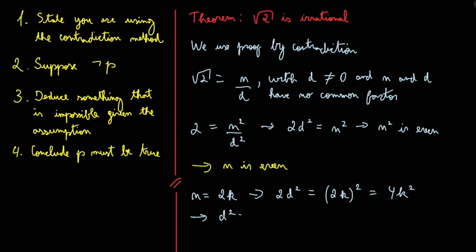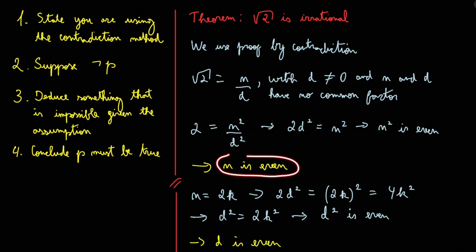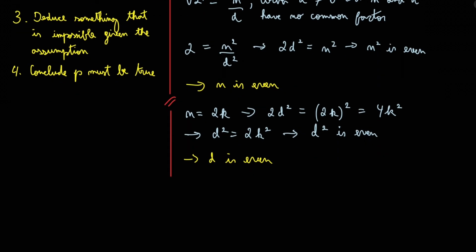So d squared equals 2k squared. And this shows that d squared is even. And by the same reasoning we used here, we can say that d is also even. So n is even and d is even. But the thing is, if both n and d are even, then they have a common factor of 2.